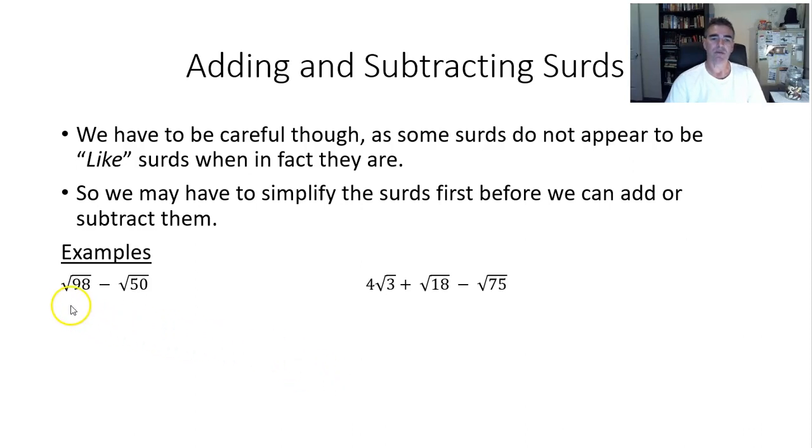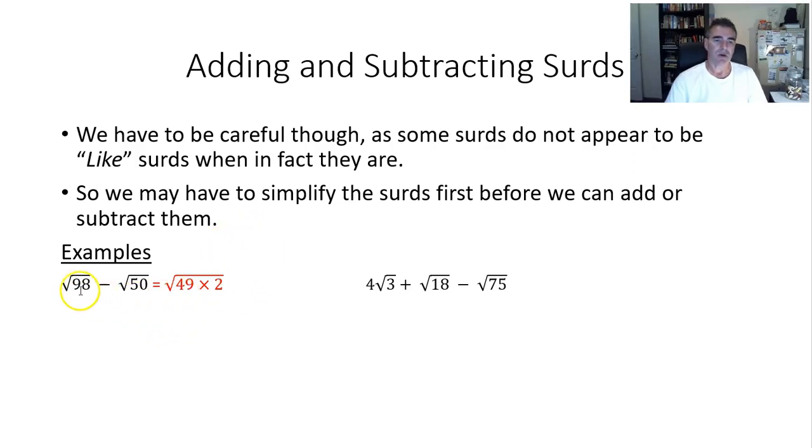First one, square root of 98 minus the square root of 50. They don't look like they're like surds. And the other one over here, 4 root 3 plus square root of 18 minus root 75. Again, they don't look like they're like surds. So let's try and simplify them. But we might want to remember what our square factors are in simplifying them.